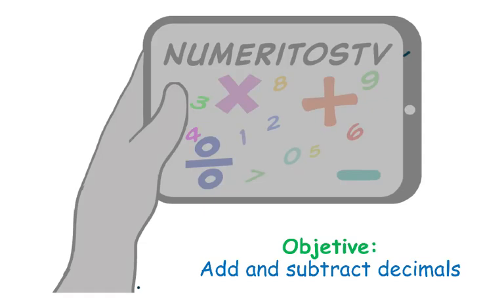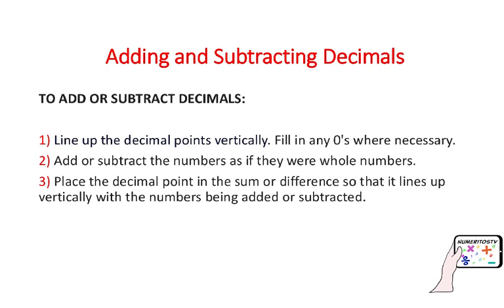The objective today is to add and subtract decimals. To add or subtract decimals, the first step is to line up the decimal points vertically. Fill in any zeros where necessary.